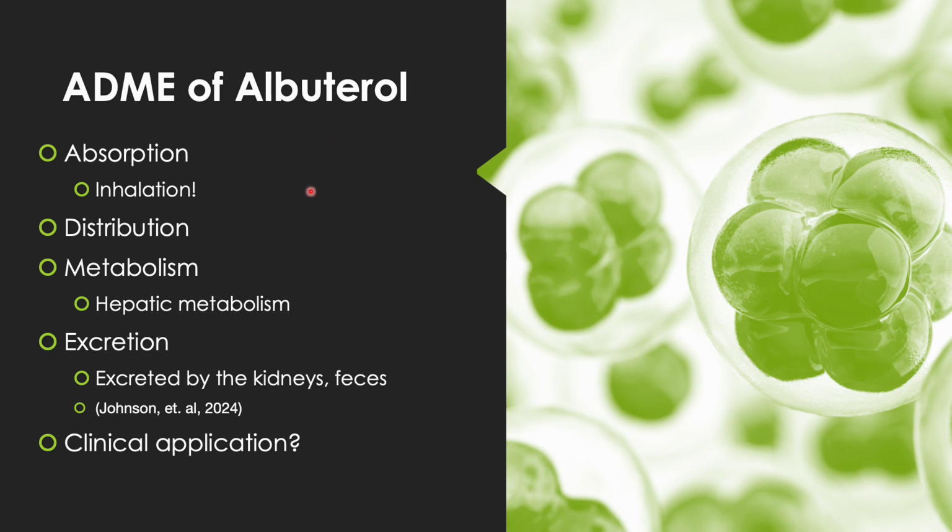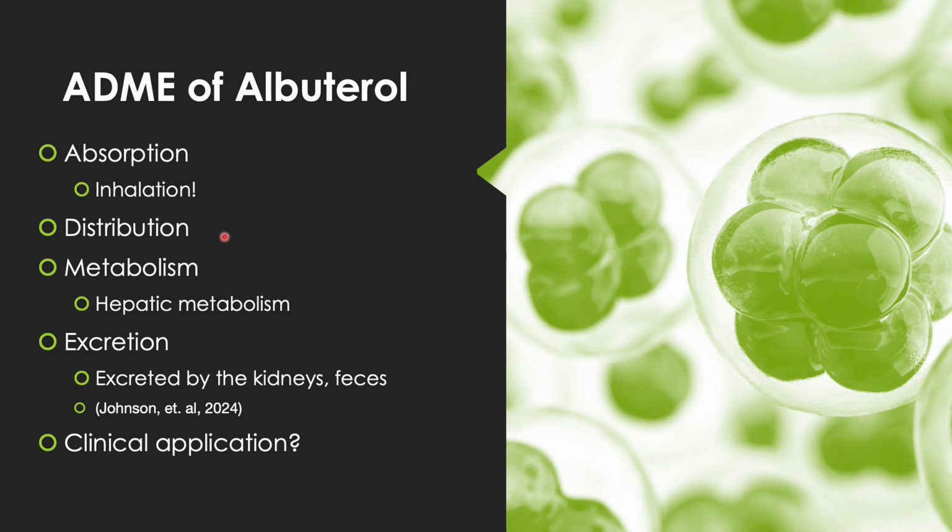So first things first, we have absorption. How does albuterol get into our body? Well, we got to inhale it, right? So when we inhale albuterol, our target is our bronchial smooth muscle. And if we inhale albuterol, since albuterol is a beta-2 agonist, and we'll talk about receptor effects on the next slide, we stimulate that beta-2 receptor on our bronchial smooth muscle, and hopefully we get bronchodilation.